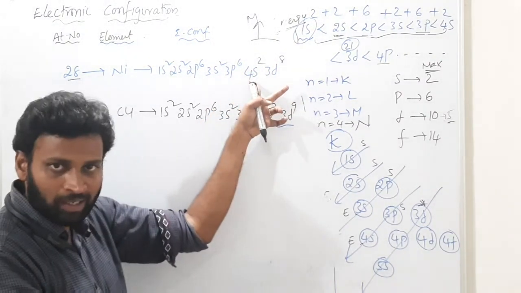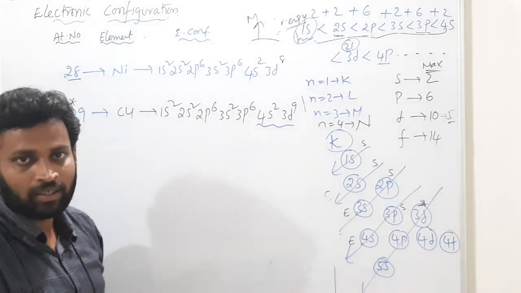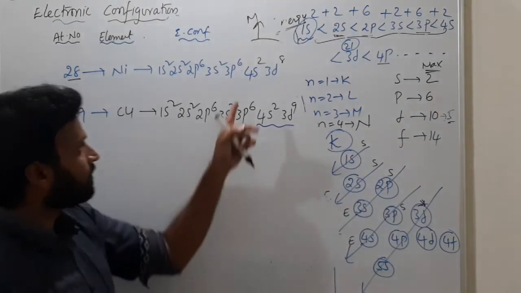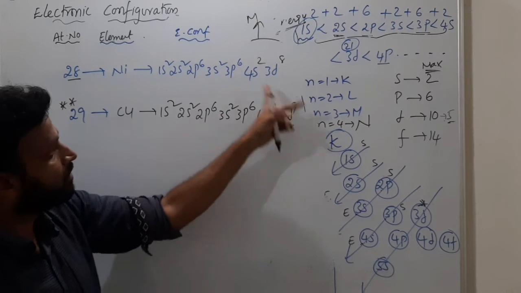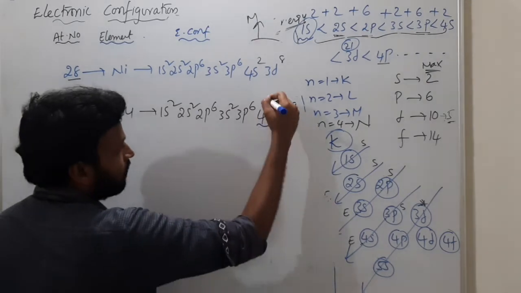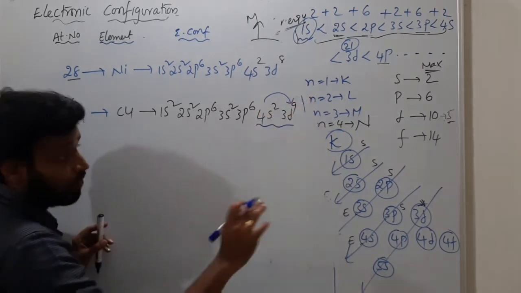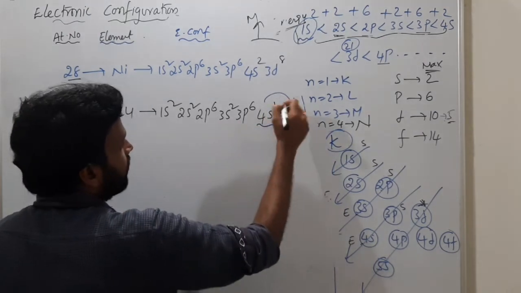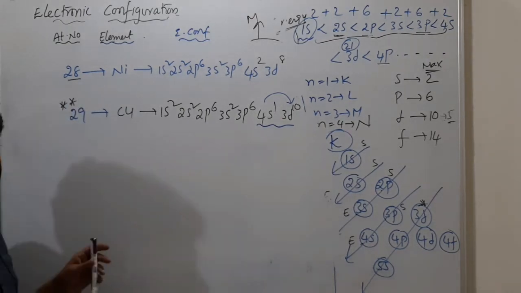Will you donate all your money? No. If you have some amount, you will give some amount. You won't donate the complete total of what you have. To some extent you will donate, like that, 4s1. 4s0, 3d10 is not possible. But why does one electron transfer from here to here? Because 3d10 is more stable, that's why it is transferring. So one electron is transferred, and 4s1, 3d10 is the copper electronic configuration.